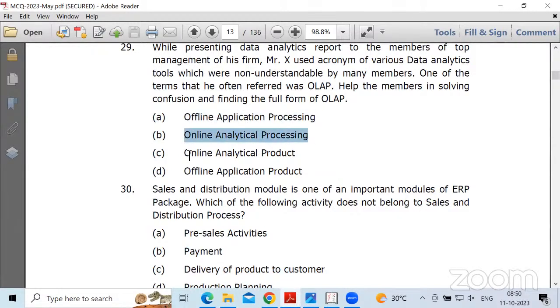Online analytical processing, yes. Online analytical product, no. Offline application product, no. So it is not a product, it is processing. It is not offline, it is online.